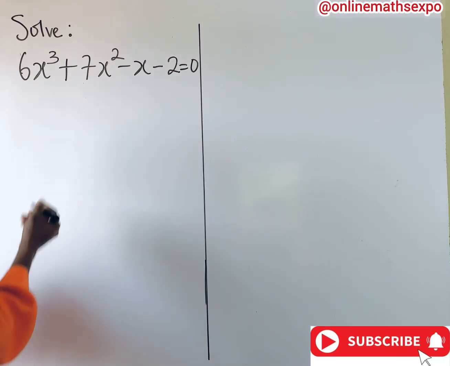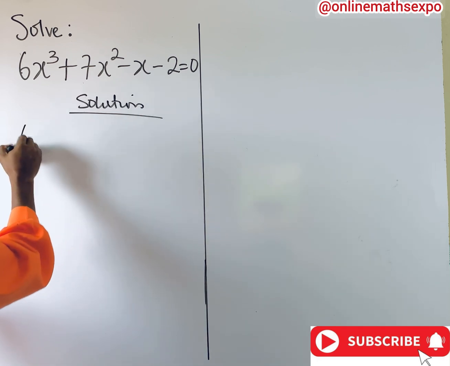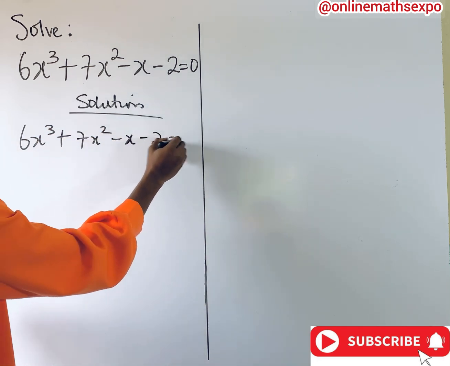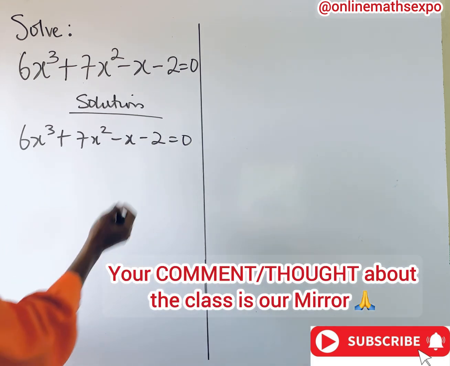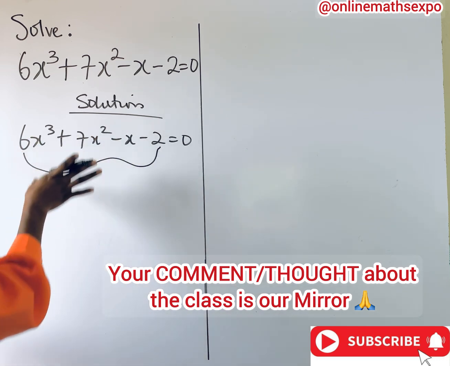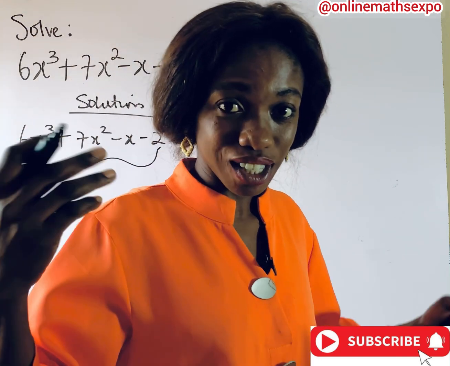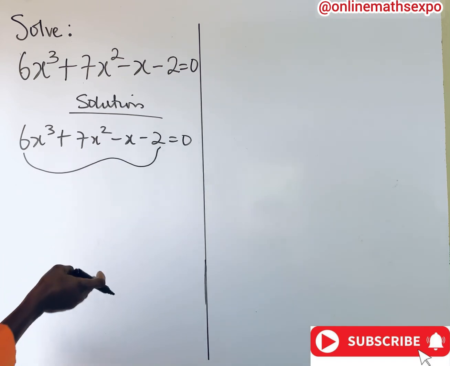So what we are going to do now is we have the equation: 6x cubed plus 7x squared minus x minus 2 equal to 0. Now we are going to get one factor that we can use to reduce this into a quadratic. With that, it helps us to solve this equation simply. Now, how do you get one factor?